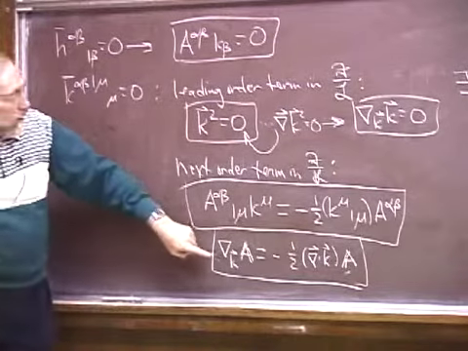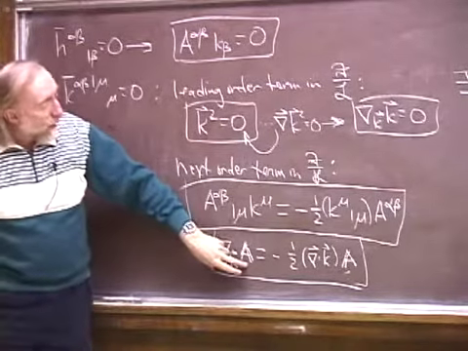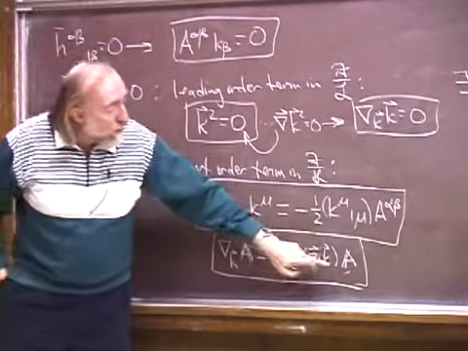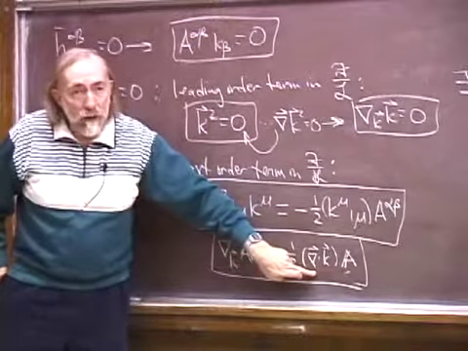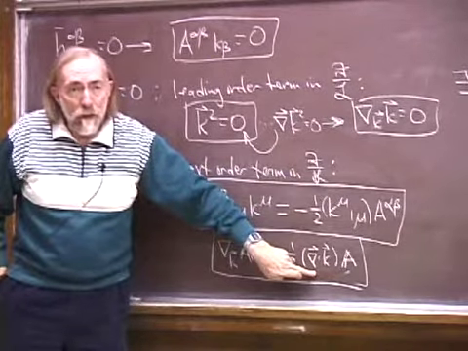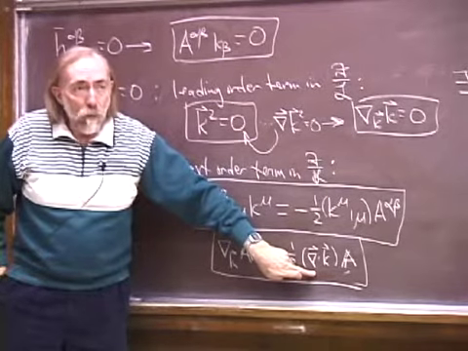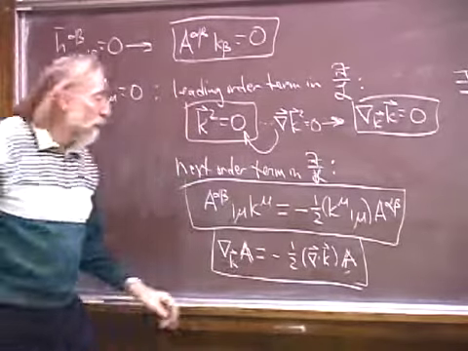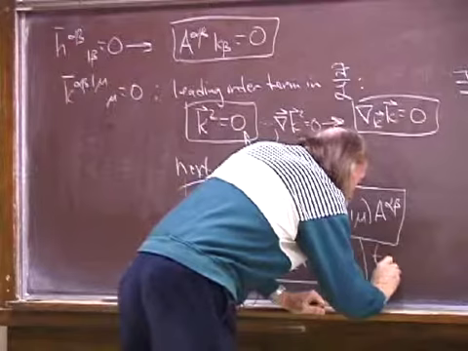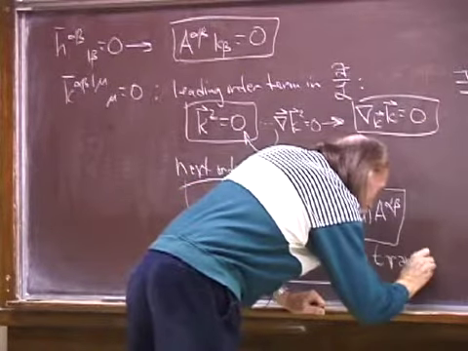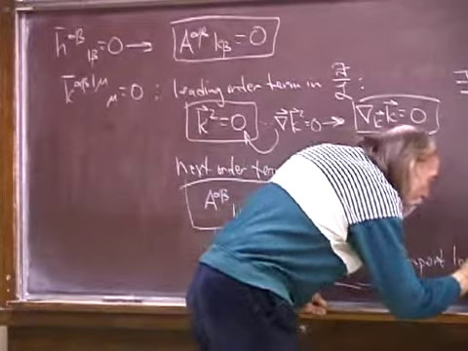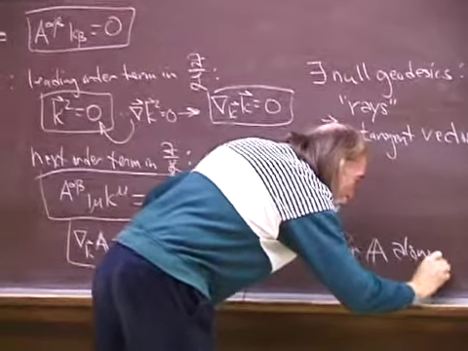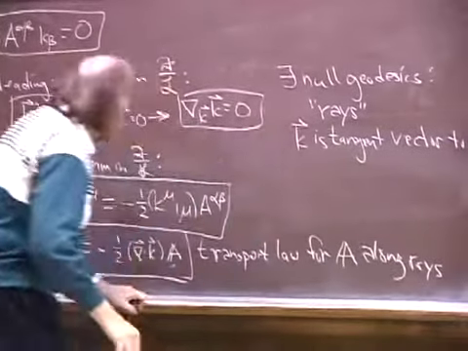What this says is then that A is transported along the null rays according to a law that has it changing in some manner that's governed by the divergence of K. This is a transport law for the gravitational wave field, or the amplitude of the gravitational wave field, a transport law for that field along the rays. Okay.